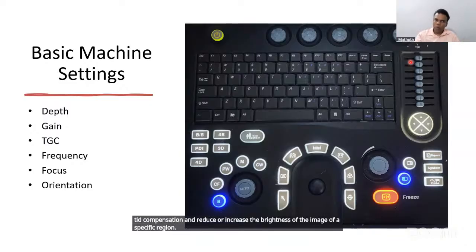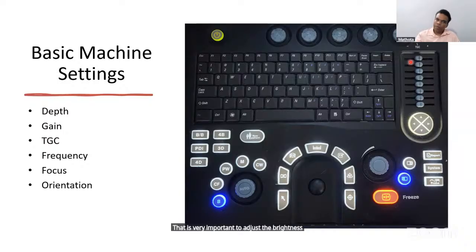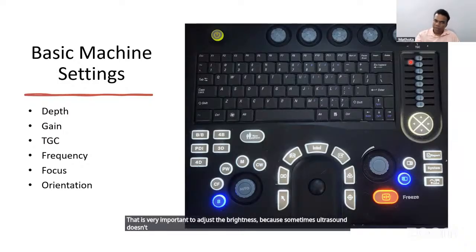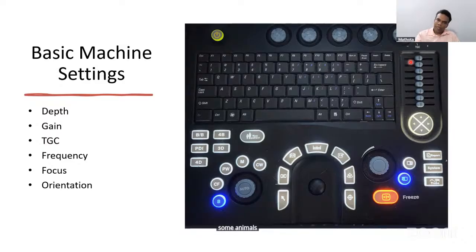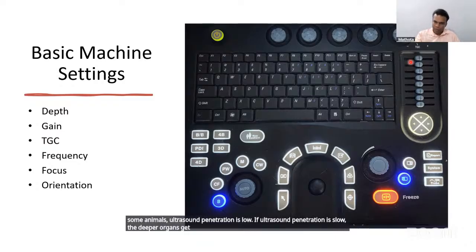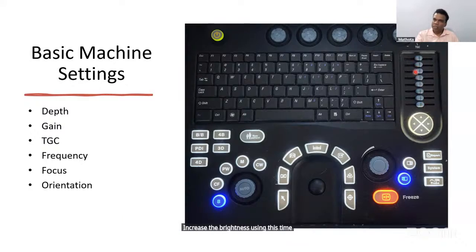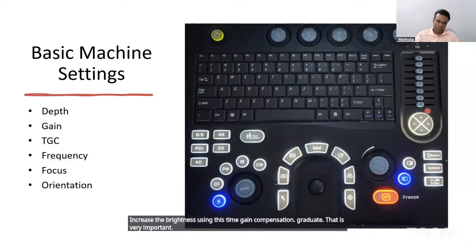That is very important to adjust the brightness because sometimes ultrasound doesn't penetrate equally. In some animals, ultrasound penetration is low. If the ultrasound penetration is low, the deeper organs get darker. When the deeper organs get darker, you can increase the brightness gradually using this time gain compensation. That is very important to get an optimized image.